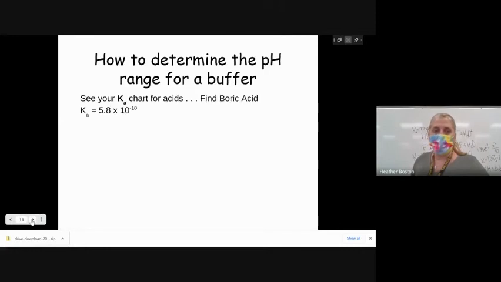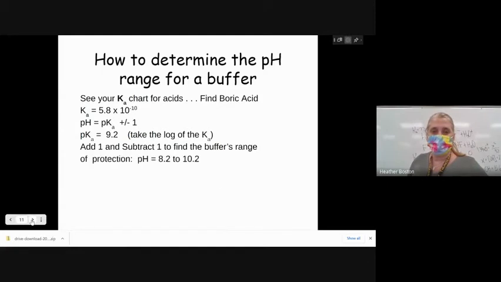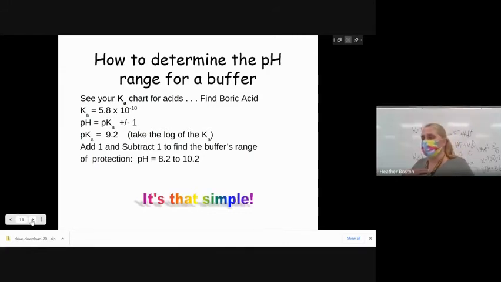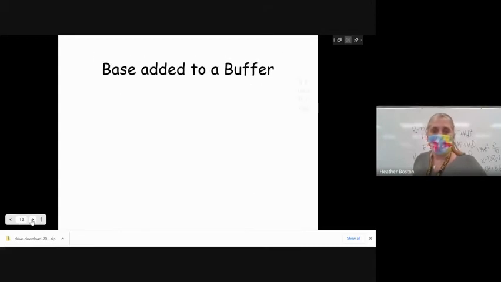So we look up the Ka. It's 5.8 times 10 to the minus 10. In order to get the pKa, I take the negative log of 5.8 times 10 to the minus 10, and I get a pKa of 9.2. There's the range. So it's about as simple as that. At least for us at this stage, we're just going to learn about what makes a buffer and how it works. So here's what happens.